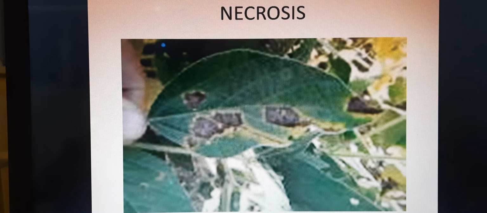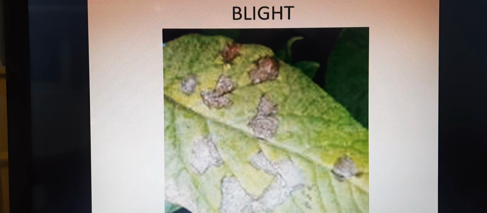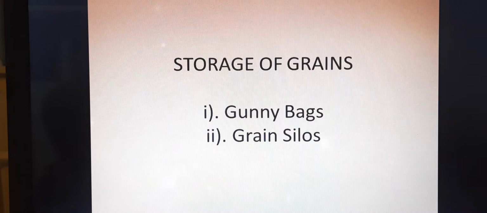Necrosis, that means rotting of a particular area and destroying the leaves, at the same time destroying the production. This is blight disease, late blight disease. Blight means some rotting of certain areas which destroys and disturbs our production. This is wilt disease. You see, wilt disease means curling of the leaves, and this is seen in tomato. Ultimately, tomato production is decreasing.